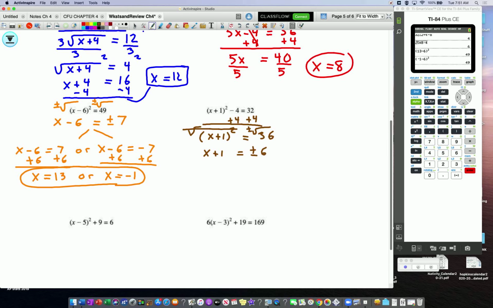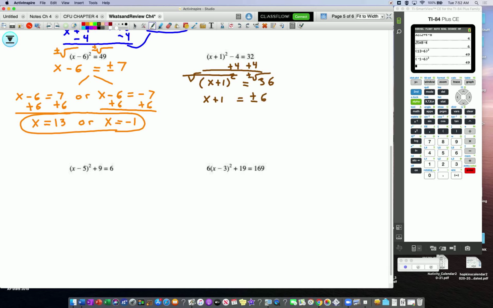So now that means I have two equations to write. X plus 1 equals 6, or x minus 1 equals negative 6. So now I subtract 1, x equals 5, or add 1, and x equals negative 5.